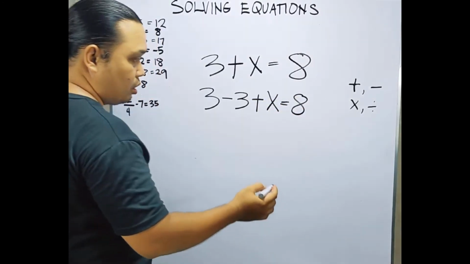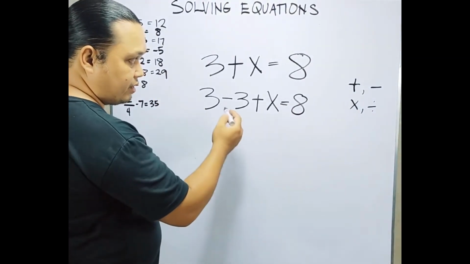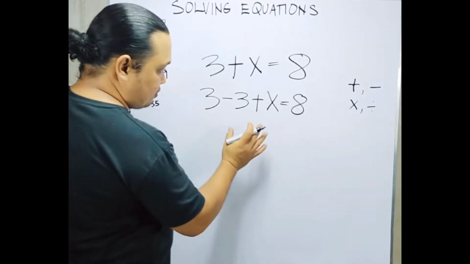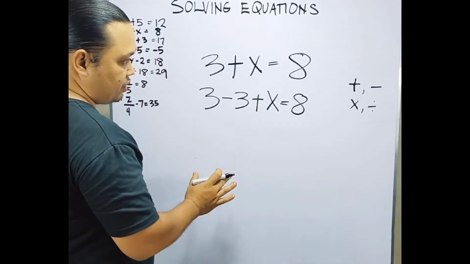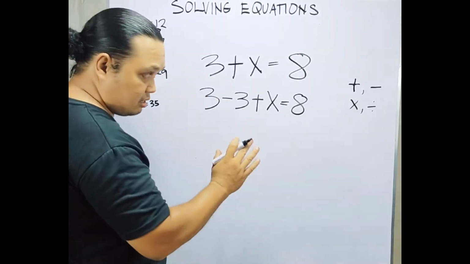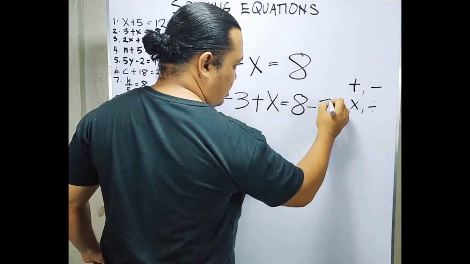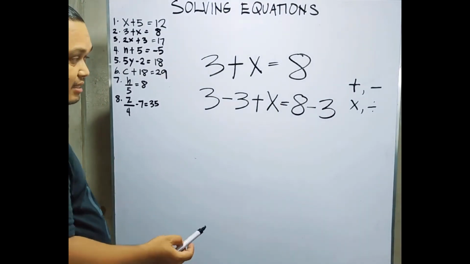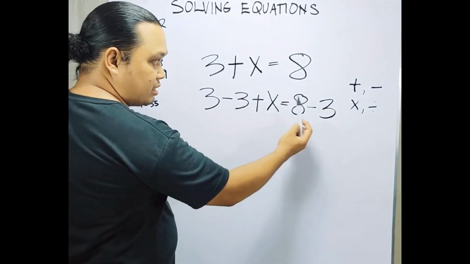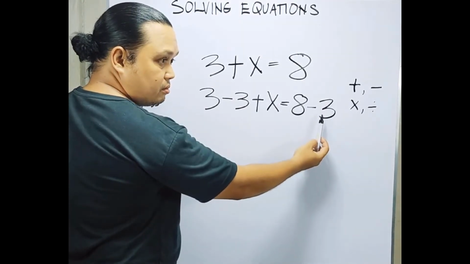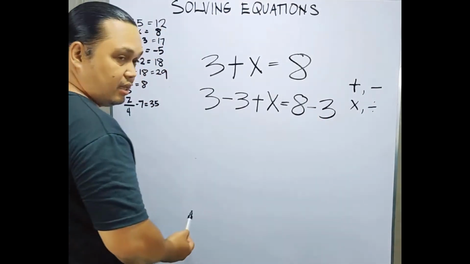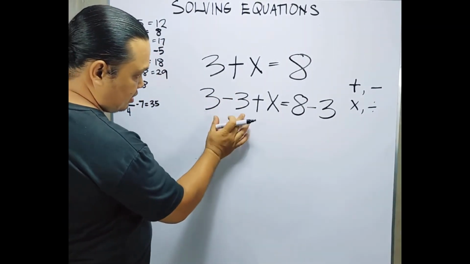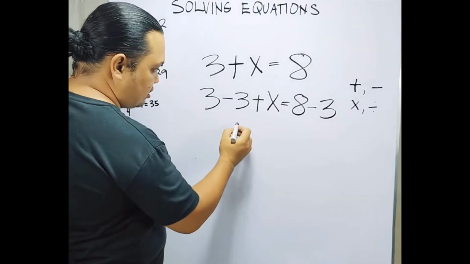But also, what you do to the left of the equation, you do also to the right to maintain its equality. So we have subtracted 3 to the left. We must also subtract 3 to the right. So minus 3 here. So we have subtracted 3 from both sides of the equation so that we can maintain its equality. Now let's simplify this. So we have here 3 minus 3. That's 3 minus 3 is 0.